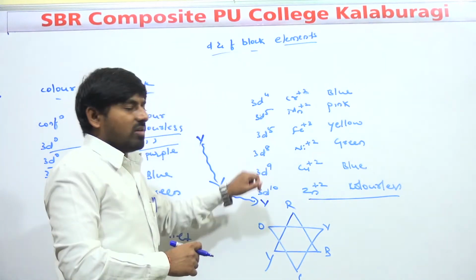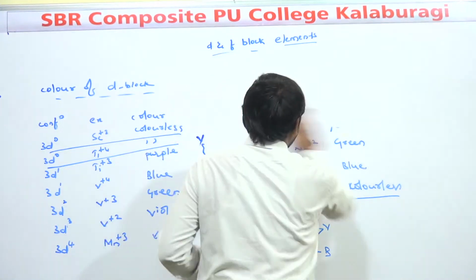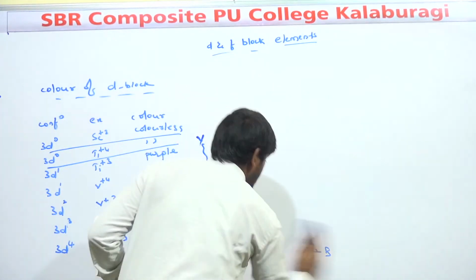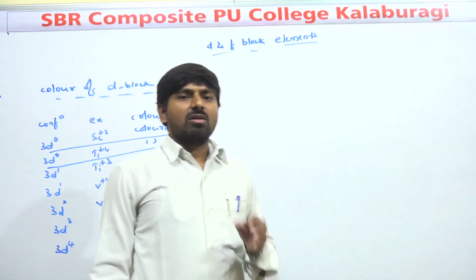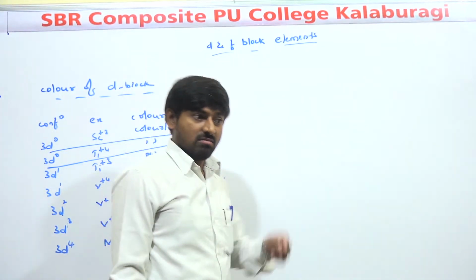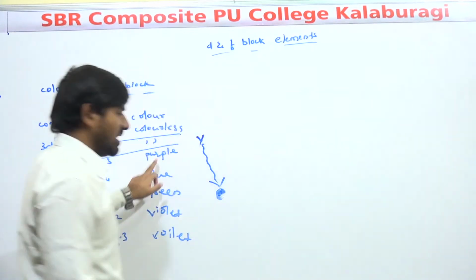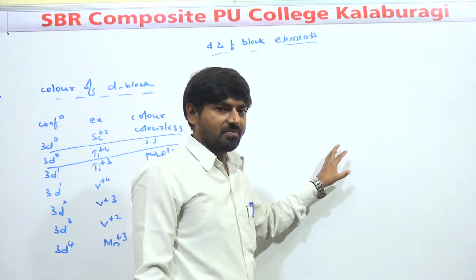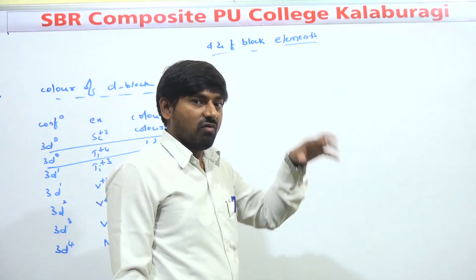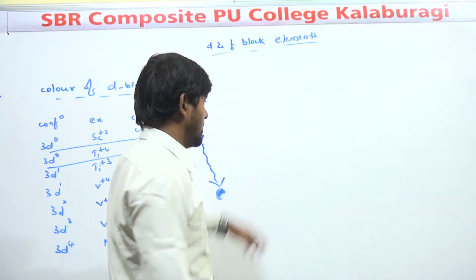Now, simply the presence of unpaired electrons is not enough to show color. An energy difference should come into existence. In these d block elements, when the given chemical has unpaired electrons, it shows color. When it shows color, why does it show color, and what happens when it is showing color? Let us see it here.